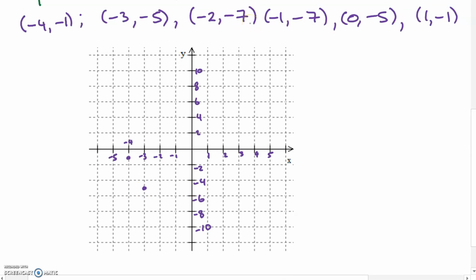-2, -7. Over to -2 and down to -7. There's -2. -7 will be halfway between -6 and -8. -1, -7. Over to -1, down to -7. 0, -5. Over to 0 and down to -5. 1, -1. Let's give ourselves a little bit more room here. 1, -1 will be about there.